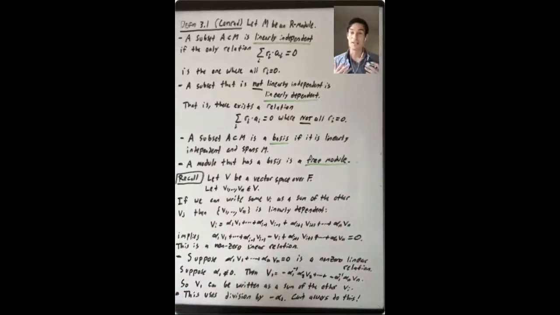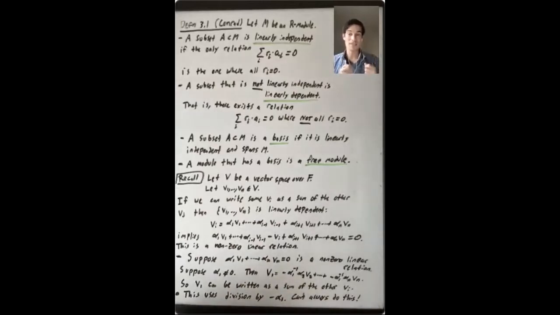So this should remind you of something from vector spaces. Remember, when we learn about taking linear combinations of vectors, there are these two different things. There's the property that no non-trivial linear relation gives something equal to 0. And then there's the property of being able to write one of your vectors as a linear combination of the other vectors. And for a vector space over a field, these two notions are the same.